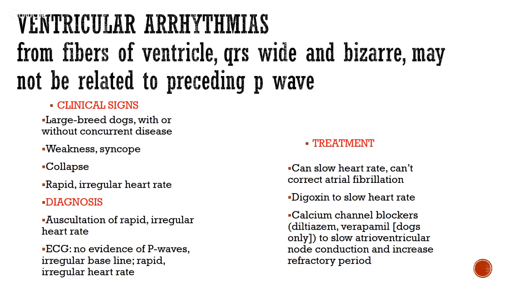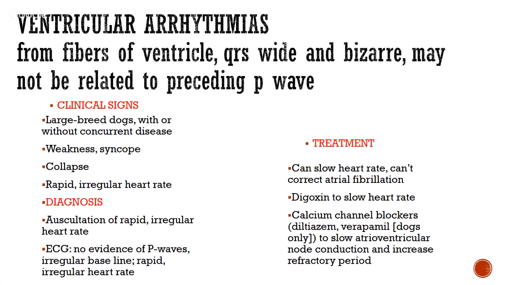We can also listen to the heart rate and feel a pulse or not feel a pulse, and that's going to indicate that the heart is beating, but we are not getting enough blood to the rest of the body. EKG will show us no evidence of P waves. We'll have an irregular baseline, a rapid irregular heart rate.